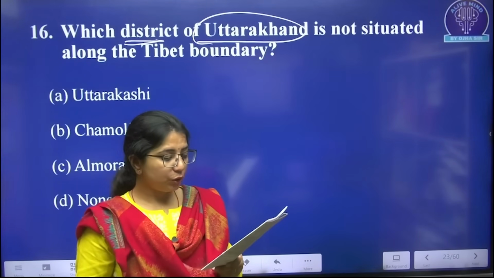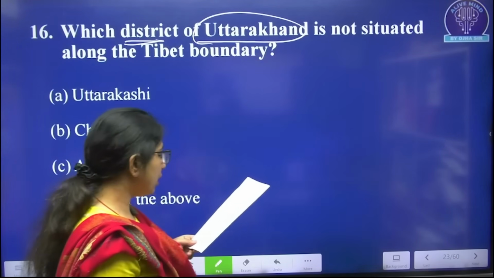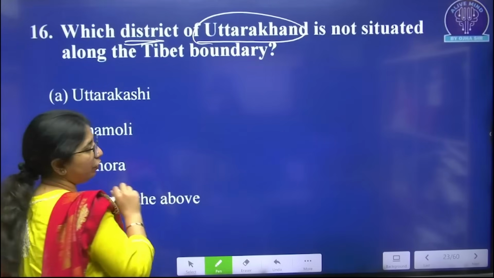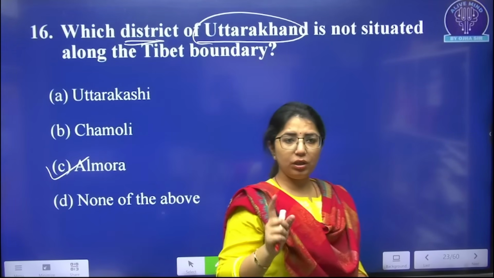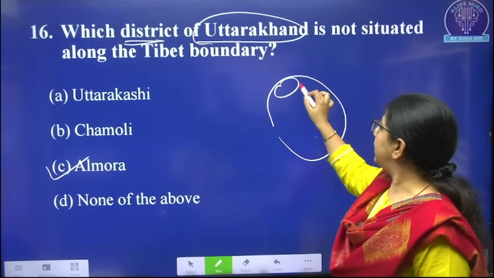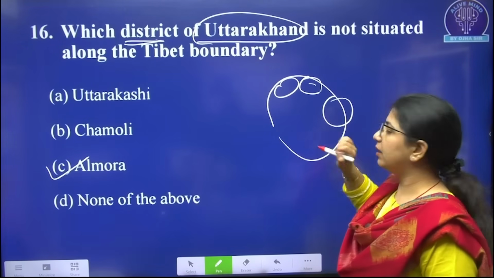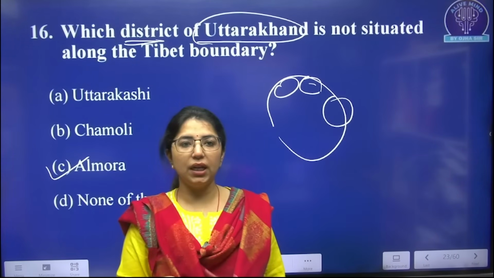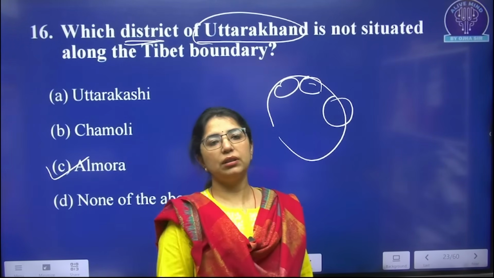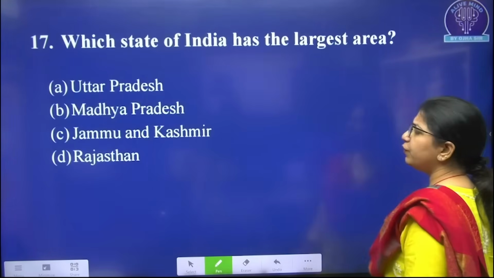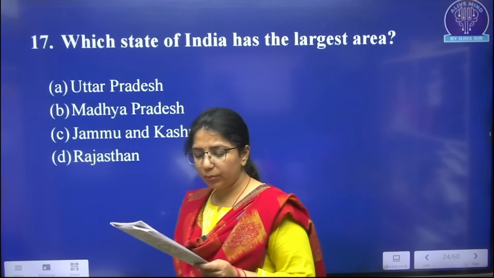Right? So they have asked which district of Uttarakhand is not situated along Tibet. Here the answer is Almora. Whenever you prepare for the geography portion of Uttarakhand, you will get to know the districts here, how many districts there are, and which borders, which states in India and international borders, you will get to know while studying the geography of the state.